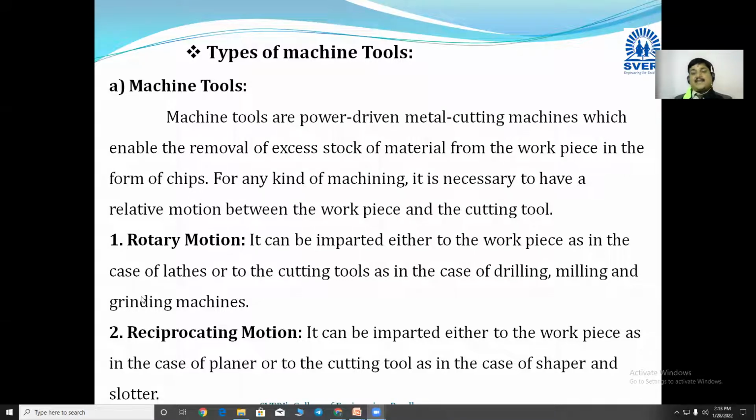So in case of the rotary motion, either workpiece is in rotating motion or the cutting tool is going to be in a rotating motion in case of drilling, milling and grinding machines.